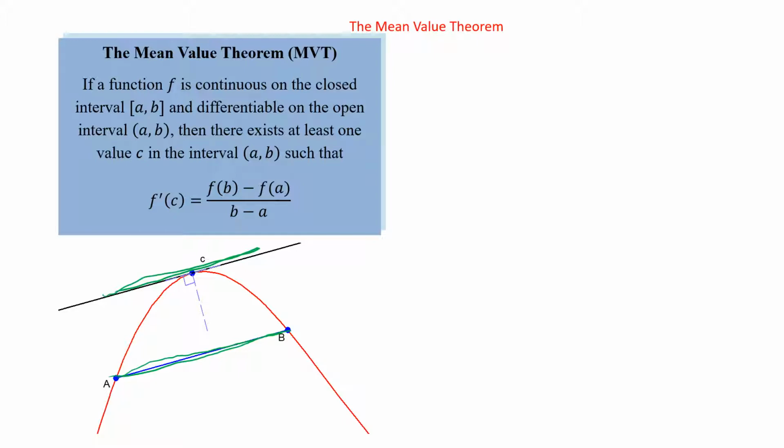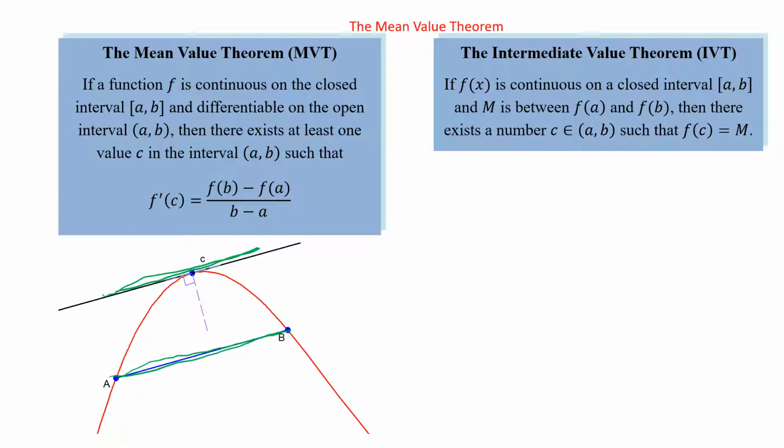So how does that differ from the intermediate value theorem? The intermediate value theorem, we have a lot of the same language. We have f of x is continuous on a closed interval. We have something's between f of a and f of b. Here we're not looking at between, but we're subtracting. But we do have f of a and f of b. Then there exists a number c on the interval, where f of c equals something. And so they have a lot of the same wording involved, but they have very different meanings.